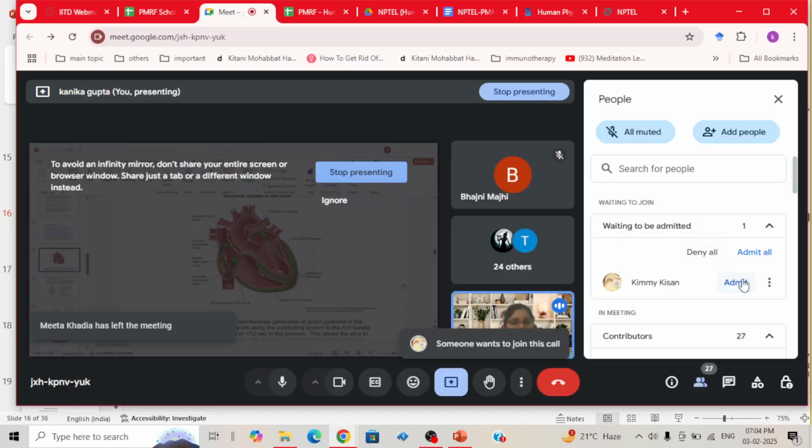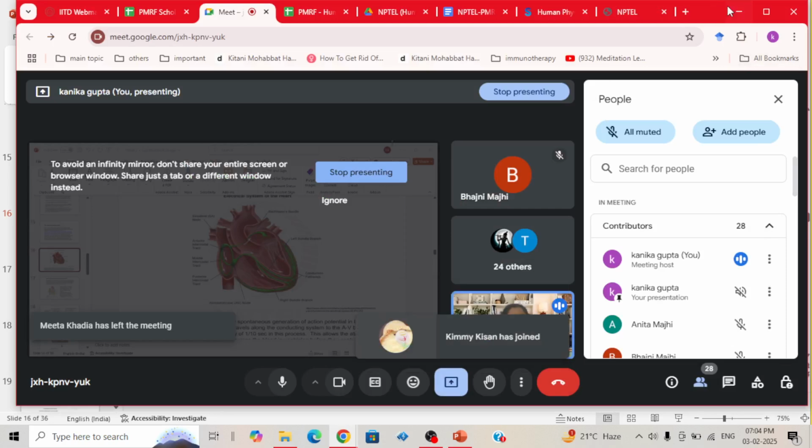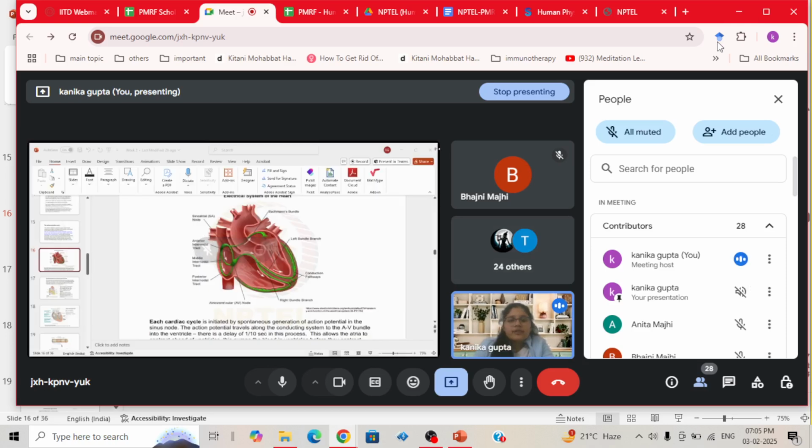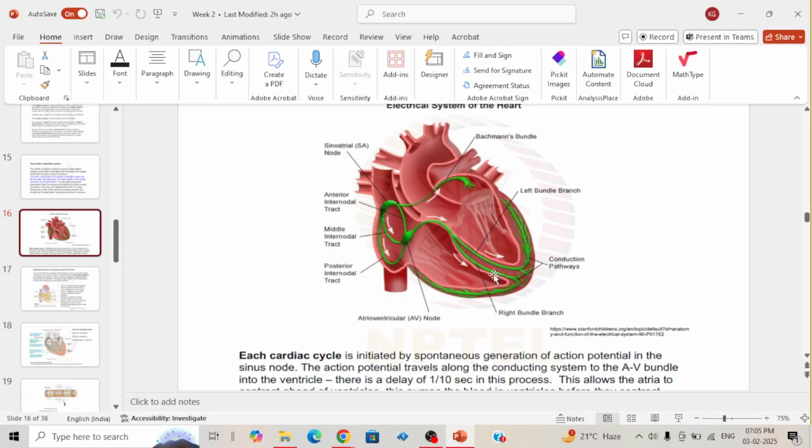There is a delay of 1/10 second. Why is there a delay? So that there is no simultaneous contraction of atrium and ventricles. So there is this delay in the bundle of His, and after that, through the bundle of His, the action potential travels to these Purkinje fibers and the ventricles will contract. So there is this delay to prevent the simultaneous contraction of atrium and ventricles.